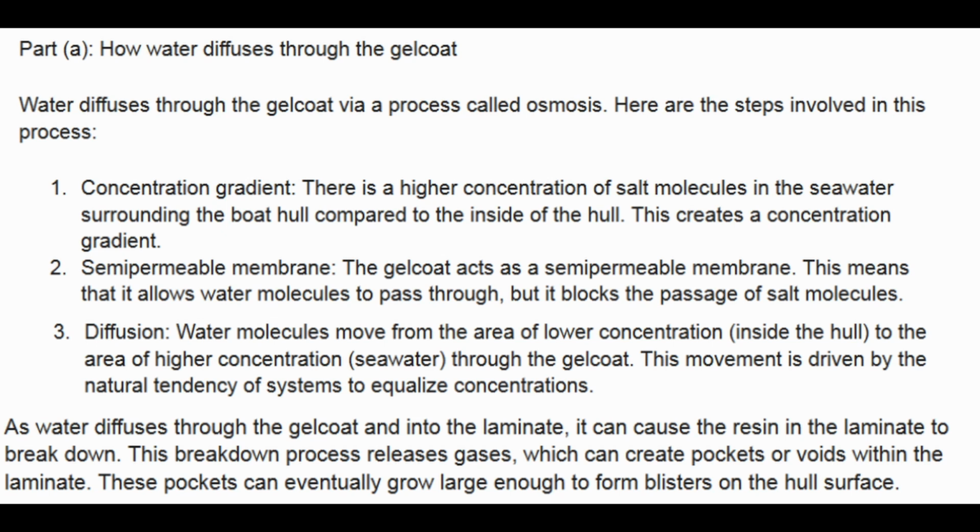As water diffuses through the gel coat and into the laminate, it can cause the resin in the laminate to break down. This breakdown process releases gases which can create pockets or voids within the laminate. These pockets can eventually grow large enough to form blisters on the hull surface.